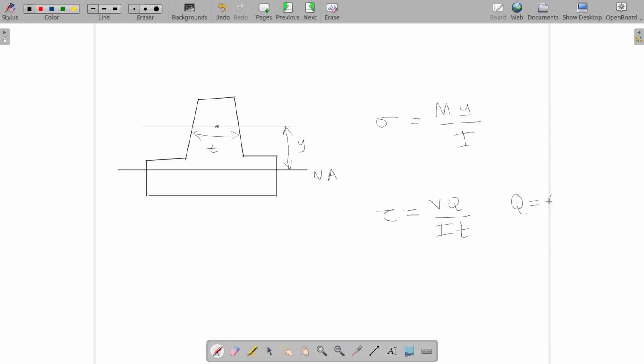And what is Q? Q is equal to A y bar, where A is the area above the point for which we are calculating shear stress. In this case, the shaded area will be A, and y bar will be the distance between, let's say this is the centroid of this shaded area, the centroid of this section and the neutral axis. This is y bar. So for the same beam section, this is how we calculate bending stress and shear stress.